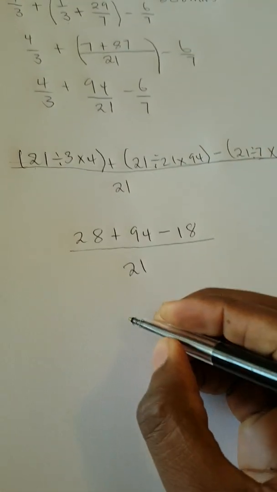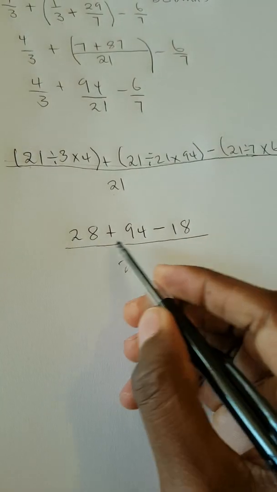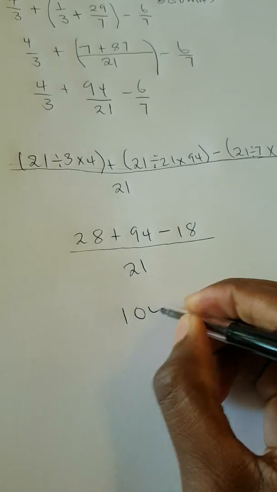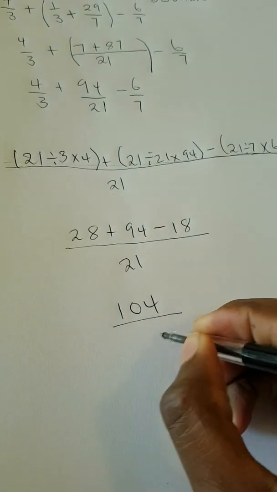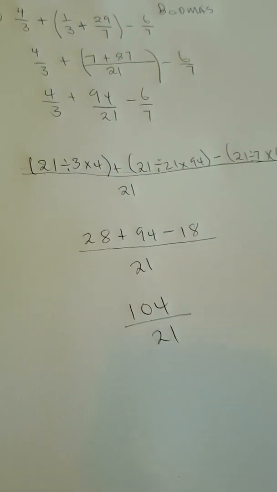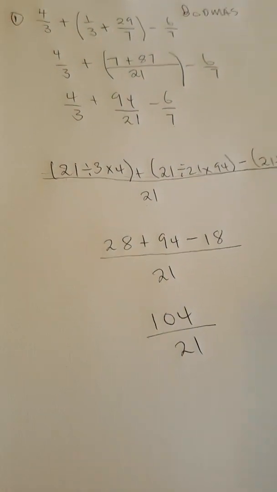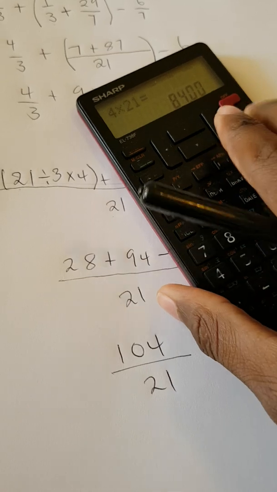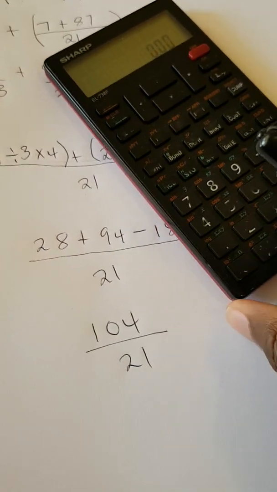And then 21 divided by 3 times 4, you'll get 28, plus 21 divided by 21 times 94, you'll get 94, minus 21 divided by 7 times 6, you'll get 18, all over our LCD, that is 21. And then you add and subtract: 28 plus 94 minus 18, you'll get 104 all over 21.